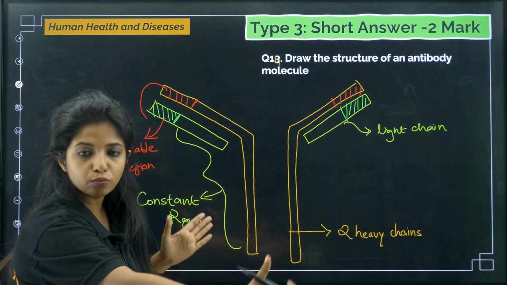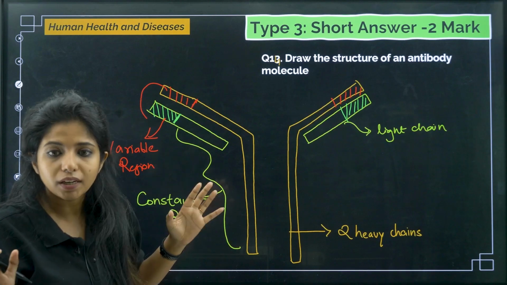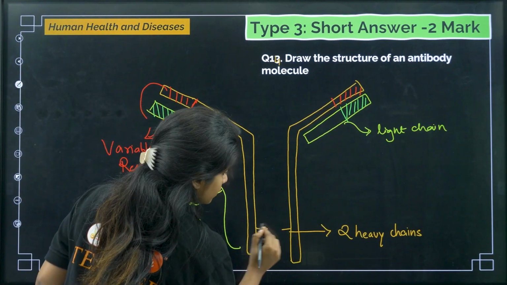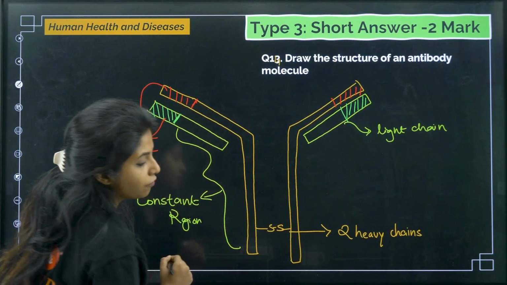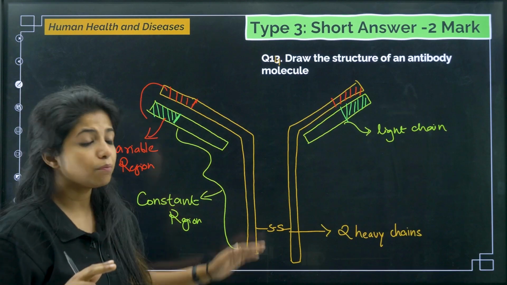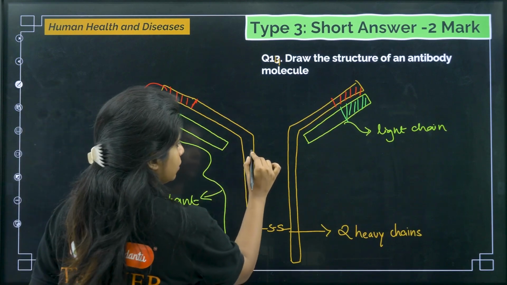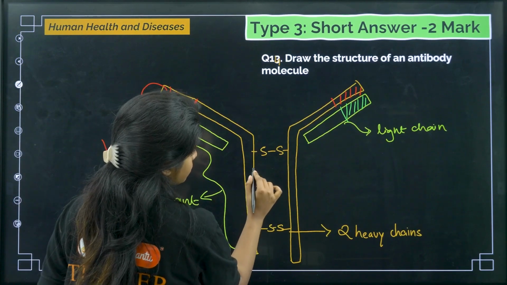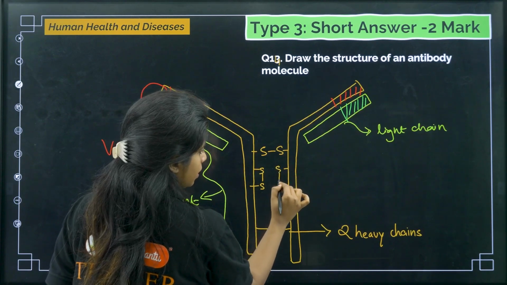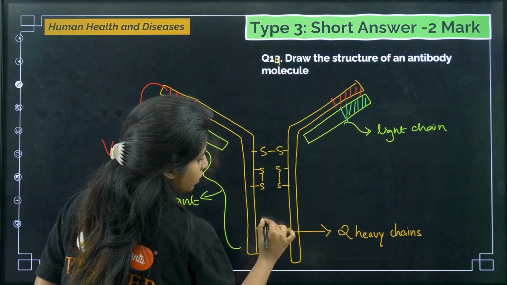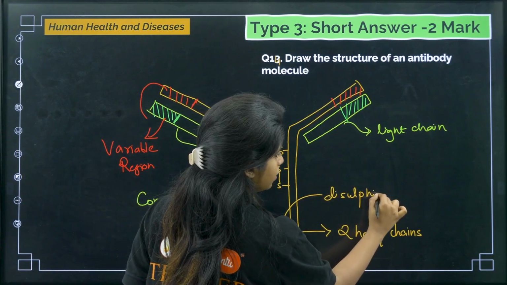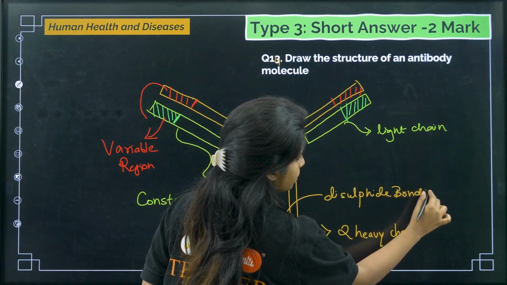Now obviously they cannot just stay like that, they have to be connected to each other. So over here you will be having disulfide bonds. There will be two sulfides coming together. So you will be having multiple disulfide bonds over here and some disulfide bonds over here as well. They are linked to themselves also like this, and they are linked to each other also with the help of this. So I am writing disulfide bonds, my dear children.